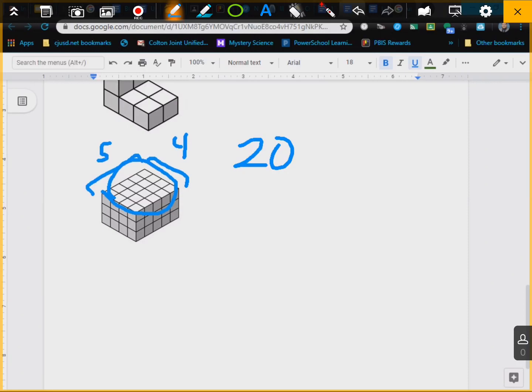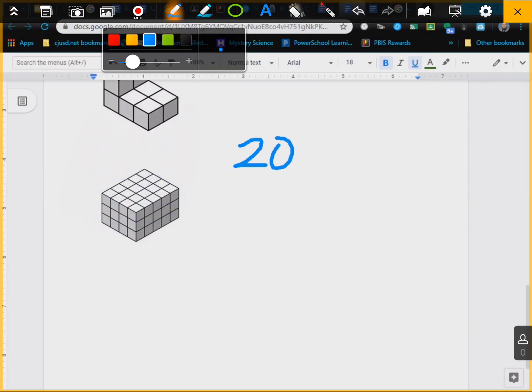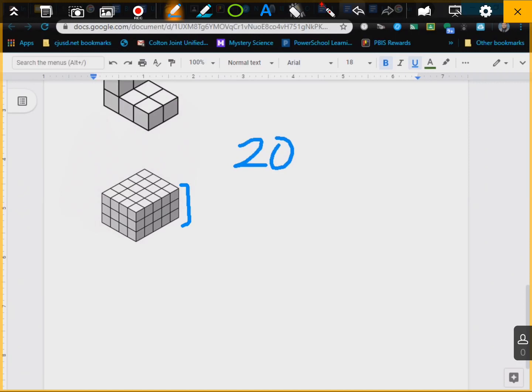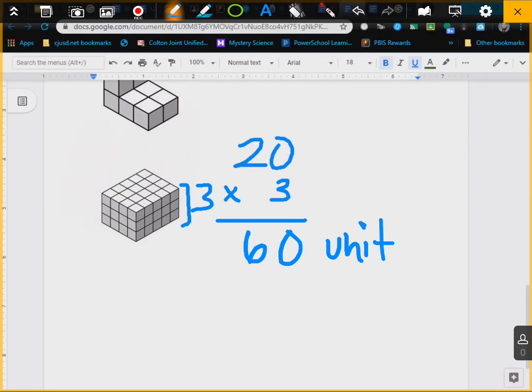Now I want to see the height. How many layers are there here? Looking at the layers, I see from here to here, there are 3 layers. So I'm going to take 20 and multiply 20 times 3. I know 3 times 0 is 0, 3 times 2 is 6. There are 60 units here. So that's what I mean when I say multiply depending on how many layers there are.